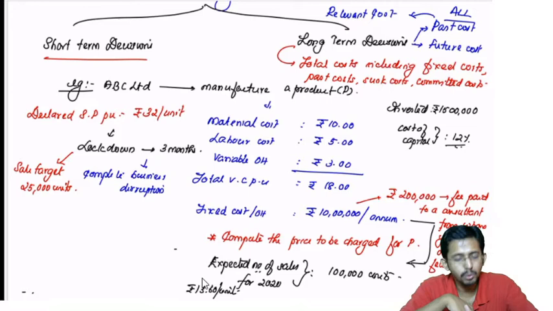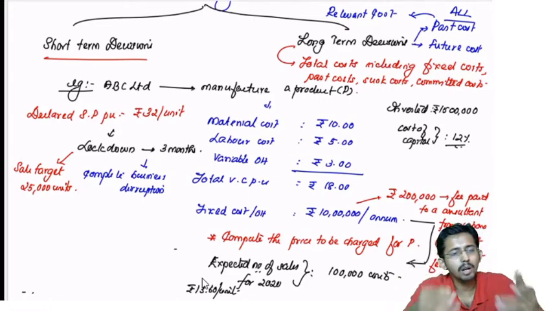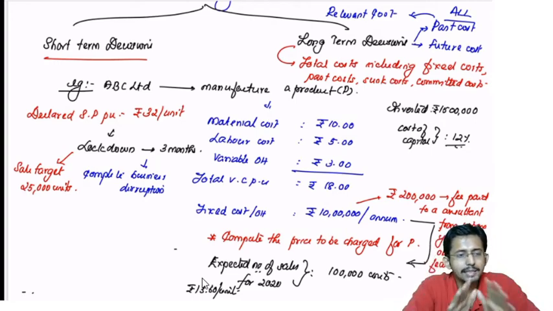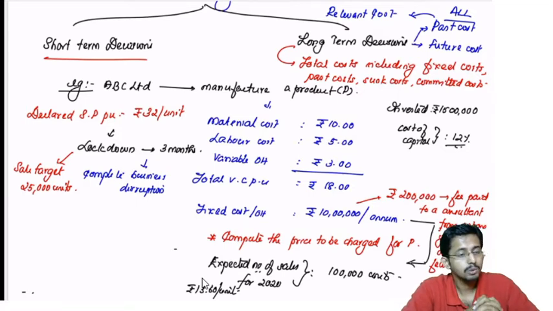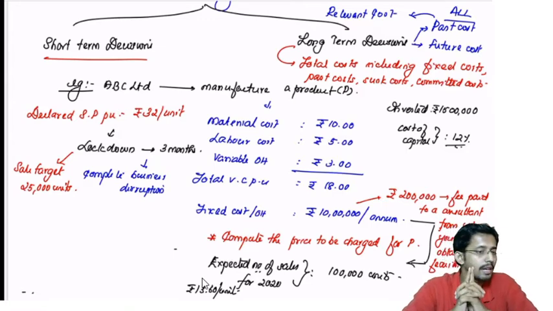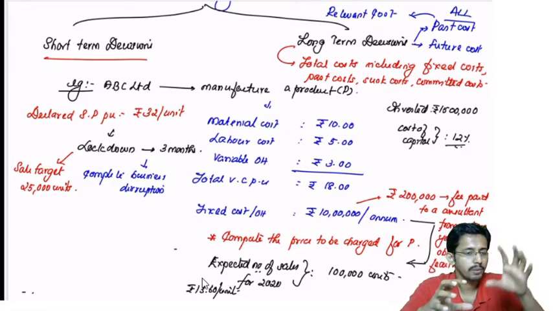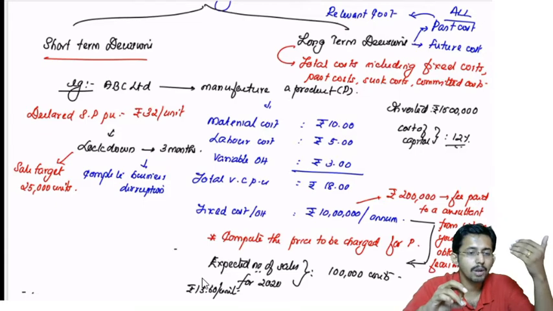Then what about the 2 lakh rupees which you have already paid to the consultant? It is already paid. Whether or not you take any decision right now, that is going to come to your P&L. Am I right? So it is a past cost already incurred. You can't reverse it. Is it clear? Are you following? So there are certain costs which have already been incurred, which cannot be changed.